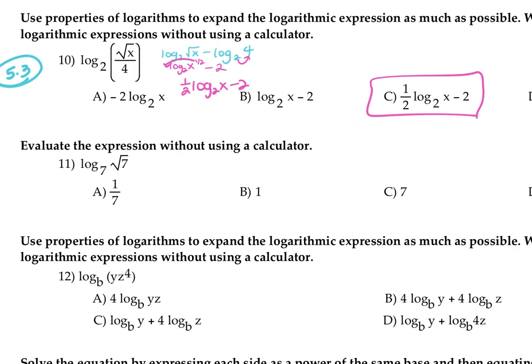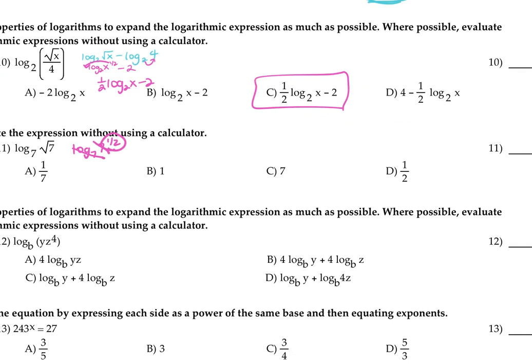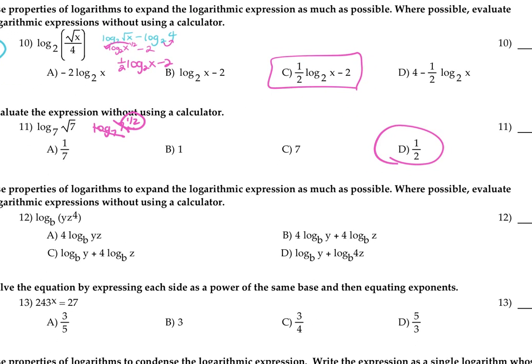11, this square root would be log base 7 of 7 to the 1/2. The base on the log and the base on the exponential function are the same, so we can cancel it out, keeping the exponent, which would be 1/2.